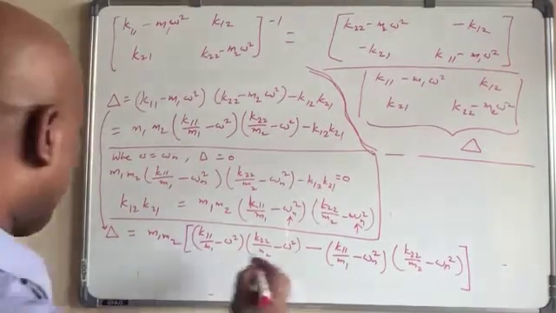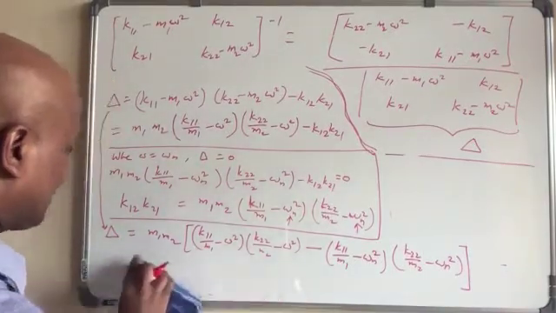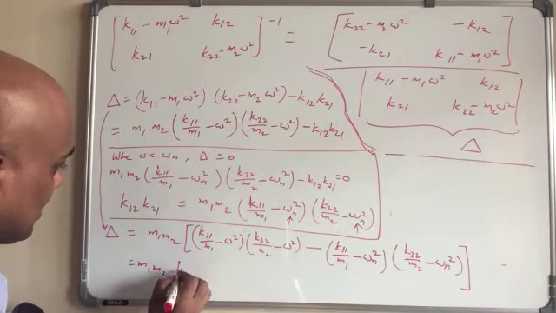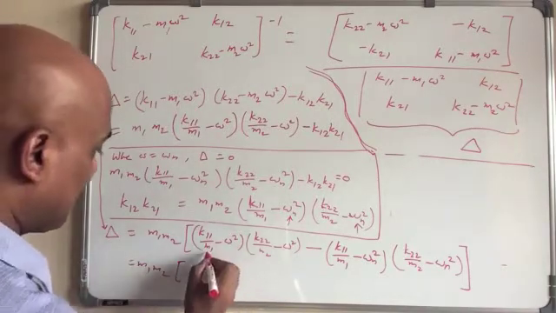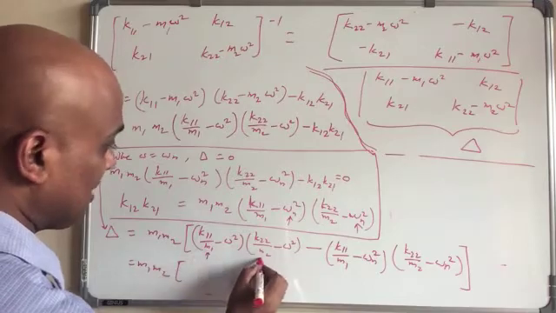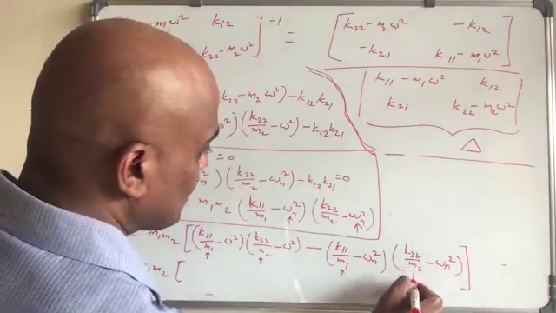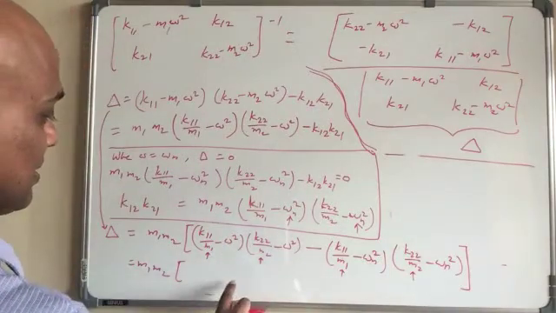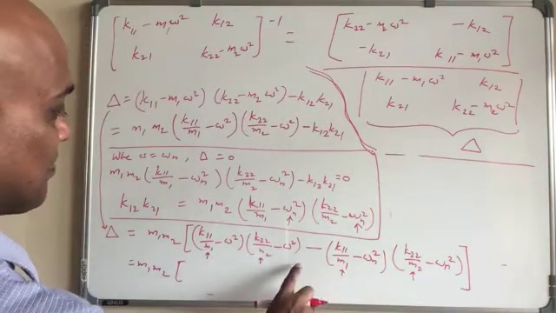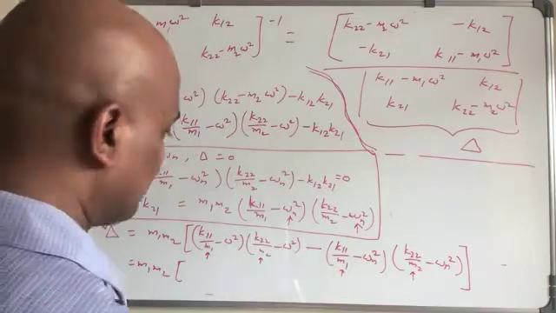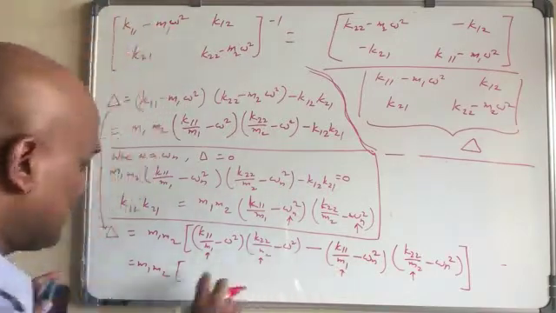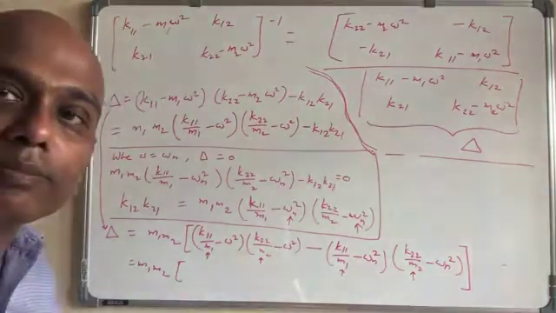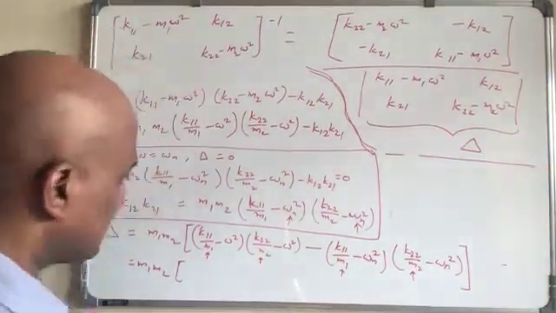We can expand it further just to see what expression we get. So it equals m1 m2, and we have this multiplied by this minus this multiplied by this, so you can see that automatically this term is basically taken care of. So let's expand it and see what happens.